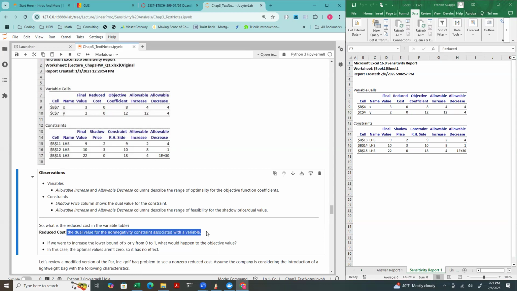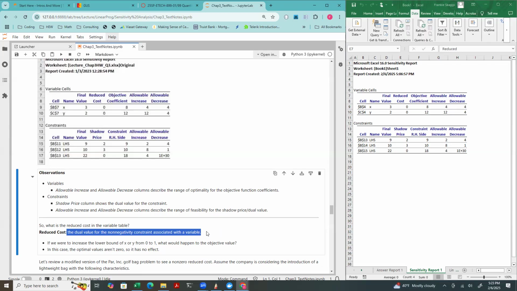And so notice it's the dual value for the non-negativity constraint. Again, we will state on almost every decision variable we write the entire semester that they will be non-negative. And so we'll talk about this dual value. So what does that mean? The dual value was the per unit increase in the value of the objective function for an increase in the right-hand side value of the constraint.